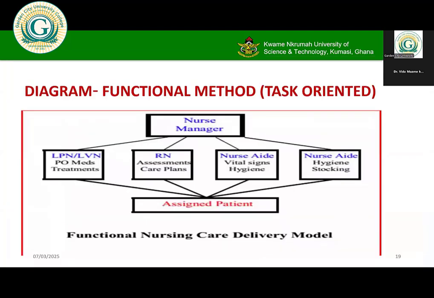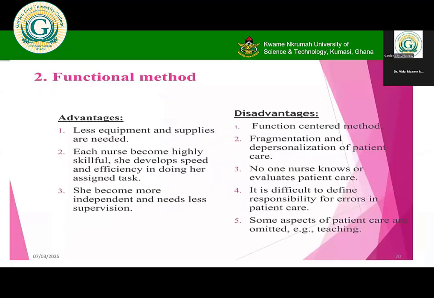So this is the functional nursing method. We have the nurse manager who assigns duties to different types of nurses. So this is the functional method. And the advantage is that less equipment and supplies are needed. Each nurse becomes highly skillful. She develops speed and efficiency in doing her assigned task. She becomes more independent and needs less supervision.